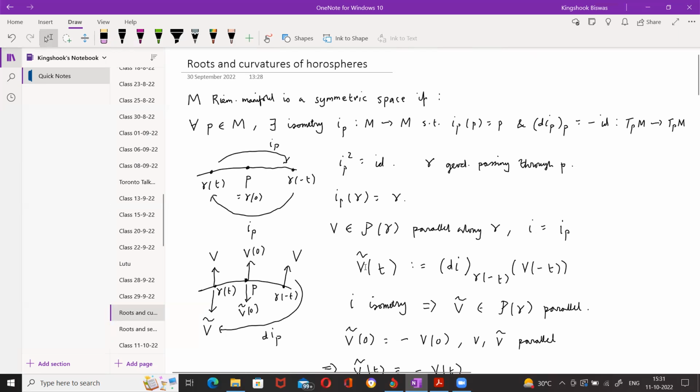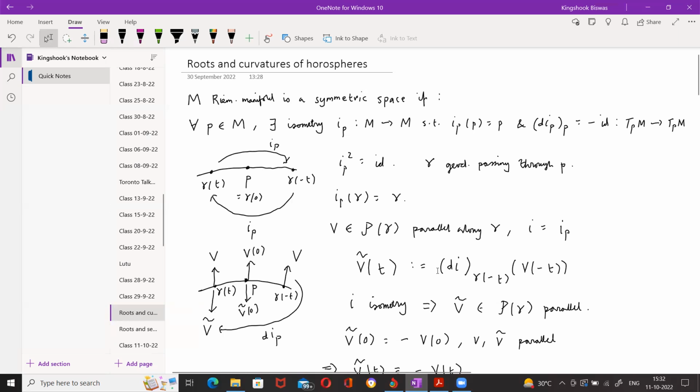Let me define a new vector field V tilde by applying the isometry I to the vector field V. So V tilde of t is a vector at gamma of t. How do I get this vector at gamma of t? I look at V at the point minus t, which is a vector at gamma of minus t. Then I have the derivative of I_P acting on it, so it will send a vector at gamma of minus t to a vector at gamma of t.